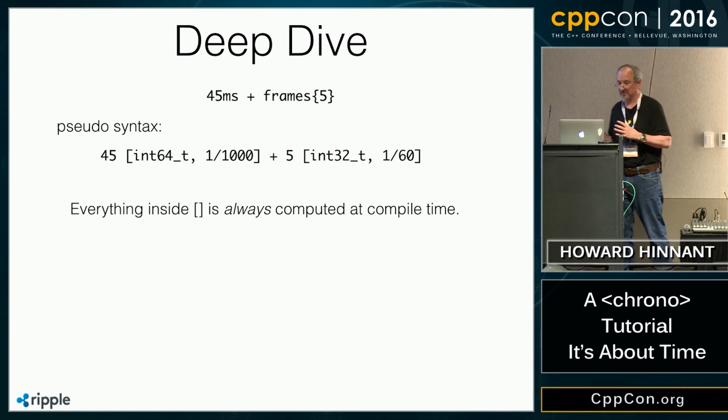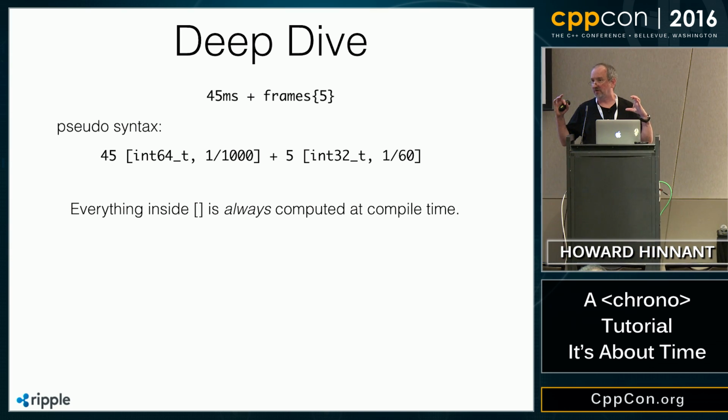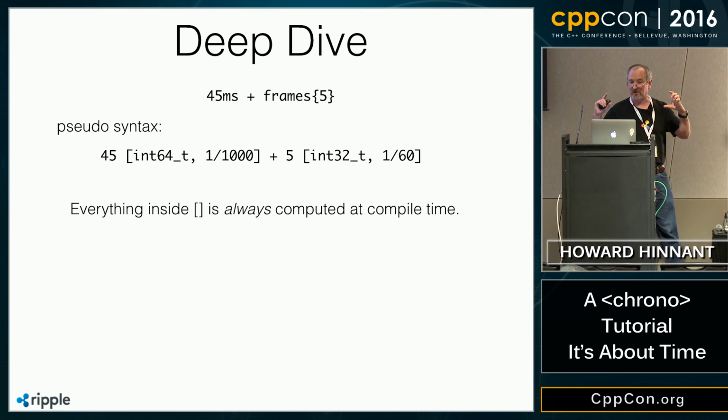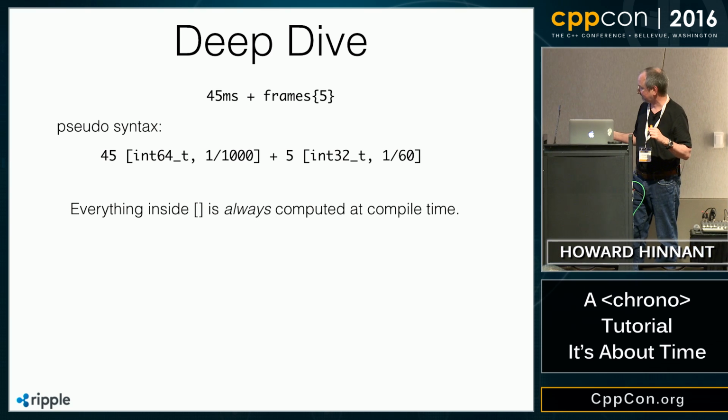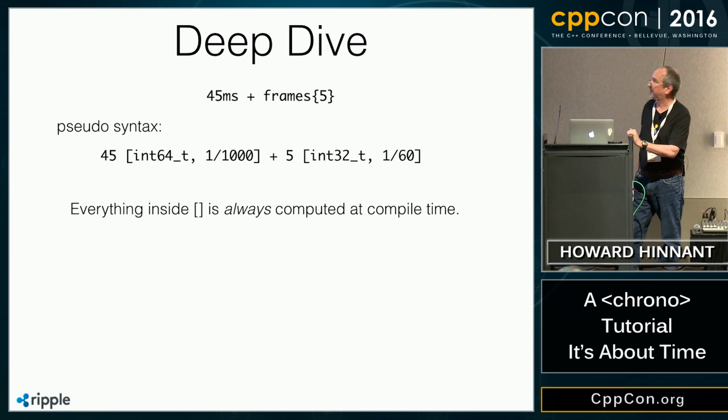And I'm going to use a pseudo syntax here. Everything inside square brackets is always compile time information, which means it's never manipulated at runtime. All the computations inside square brackets always happen at compile time. So here I'm just using this syntax to represent milliseconds, this syntax to represent our custom frame duration, 1/60th of a second. Notice that the representations are different.